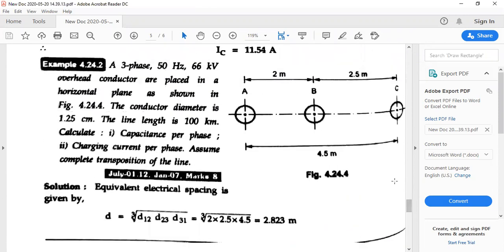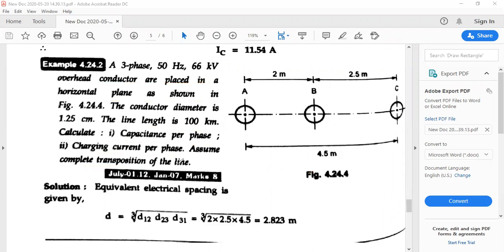So next one, it is an unequal value of distances. A 3-phase 50 Hertz 66 kilovolt overhead conductor is placed in the horizontal plane. The conductor diameter is 1.25 centimeter. The line length is again said to be 100 kilometer length. Calculate the capacitance per phase and the charging current per phase. Assume the complete transposition of the line.